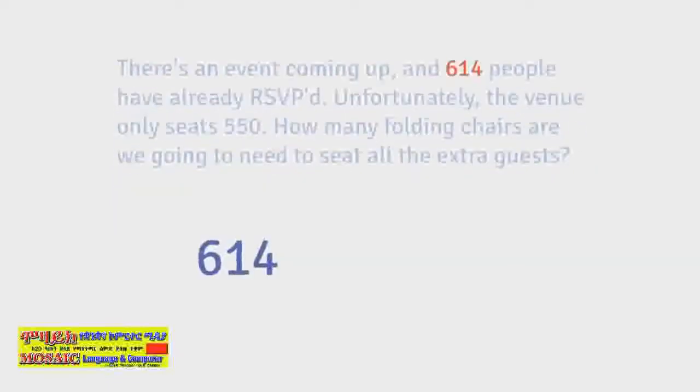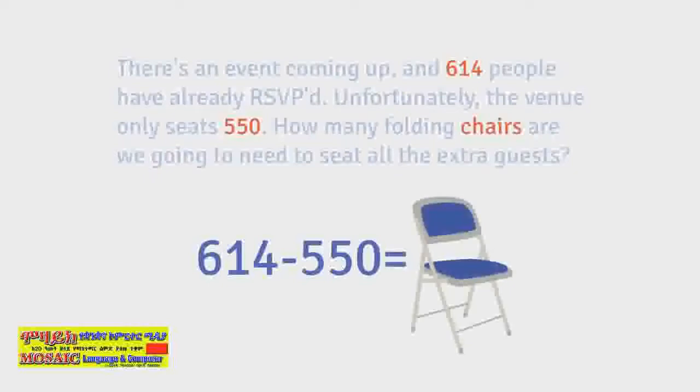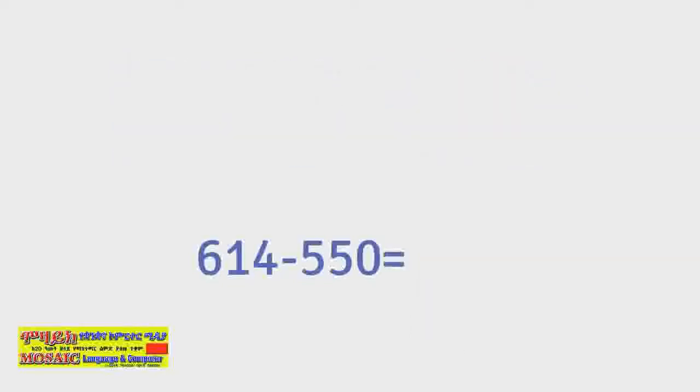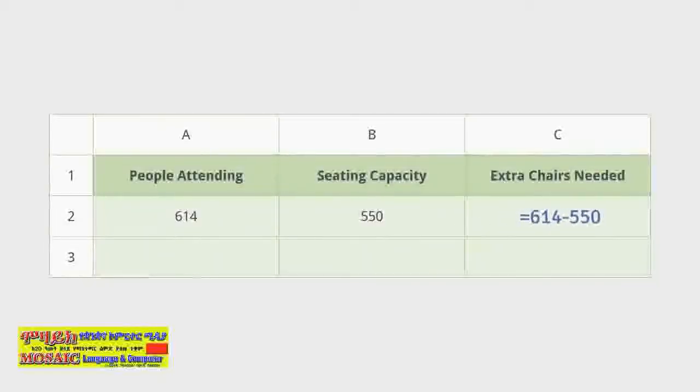Just take the number of people coming, subtract the number of seats at the venue, and that'll give us our answer. Now watch. We're going to move the equal sign to the beginning, and with this one tiny change, it's now in a format that Excel can understand. For bonus points, you could even change the numbers to cell references. See how it works? Let's take a look at the answer. Looks like we're going to need 64 extra folding chairs. And because we used cell references, we can change the number of people attending, and the answer will update automatically.